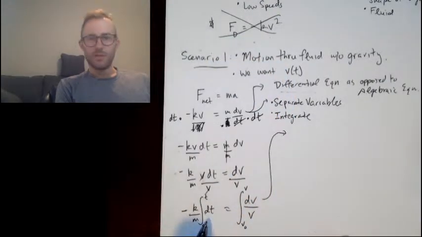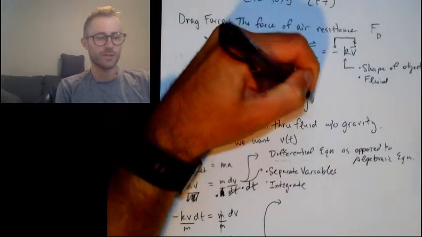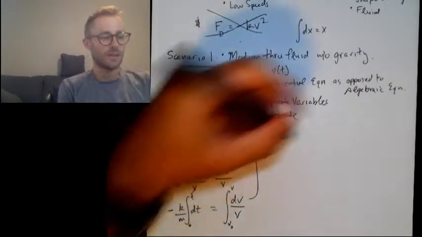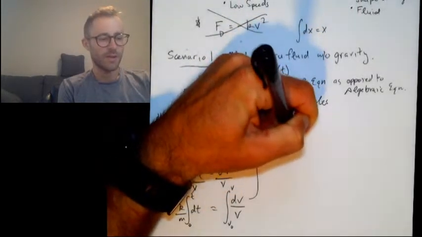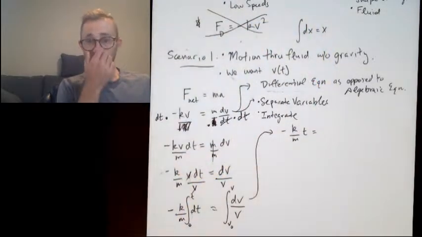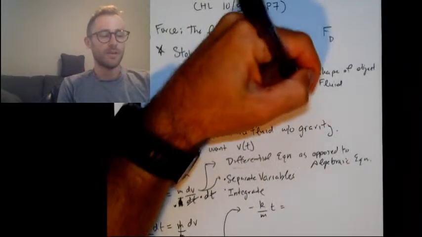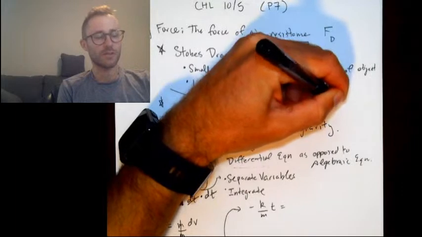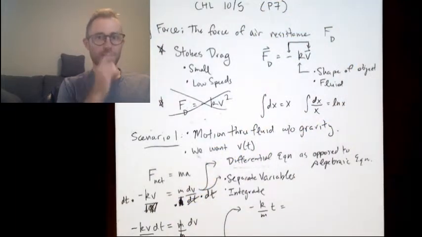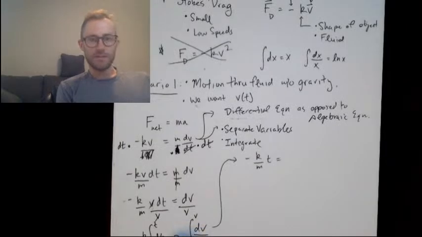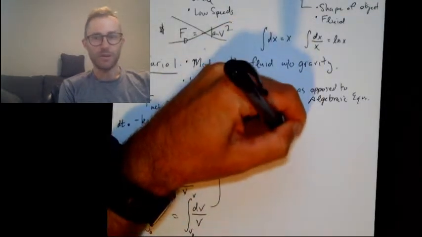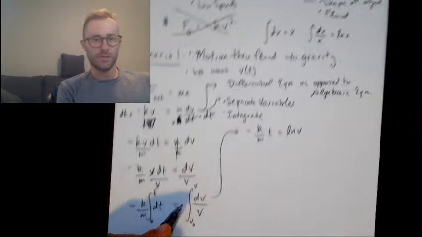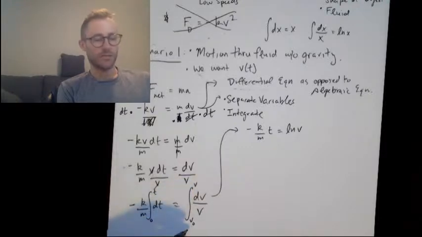So this is just as simple as an integral of dx. The integral of dx is just x, right? So on the left-hand side, I have minus k over m times t. And the integral of dx over x, as you might recall, is natural log of x. So on the right-hand side, I have natural log of v, and I'm going to do the limits. Natural log of v minus natural log of v naught.